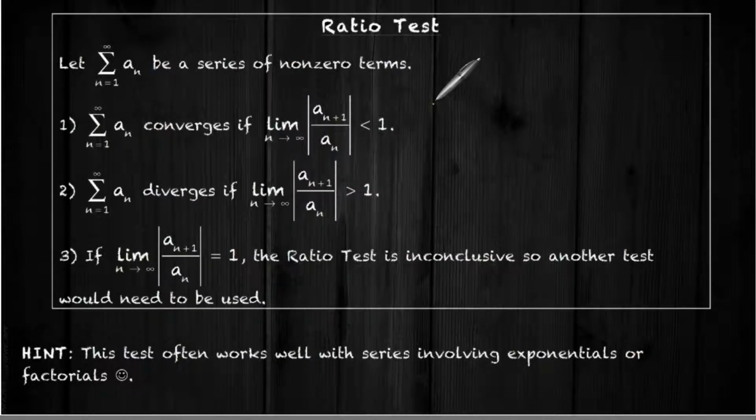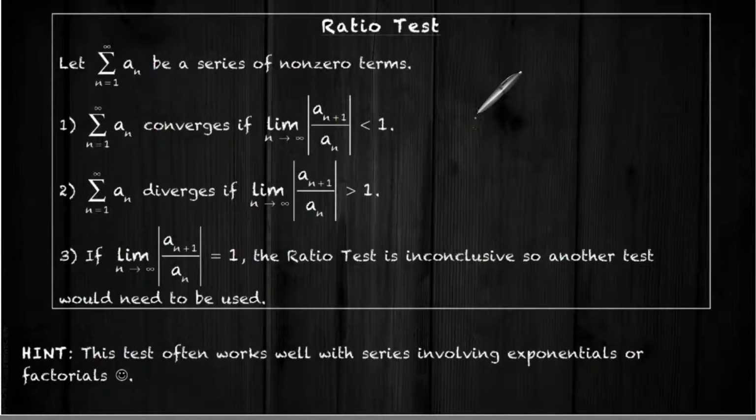And the ratio test basically says that if you take the ratio of the n plus 1 term divided by the a sub n term, if that ratio is less than 1, then the series converges. If that ratio is greater than 1, then that series diverges. And if that ratio is equal to 1, then the ratio test is inconclusive. You can't find anything out about the series. You got to use a different test.